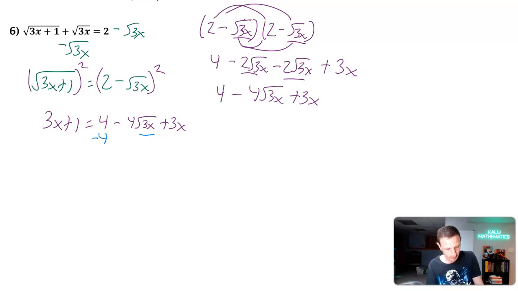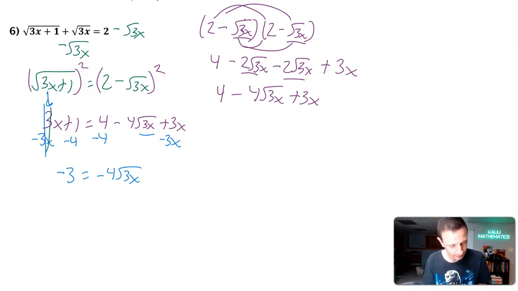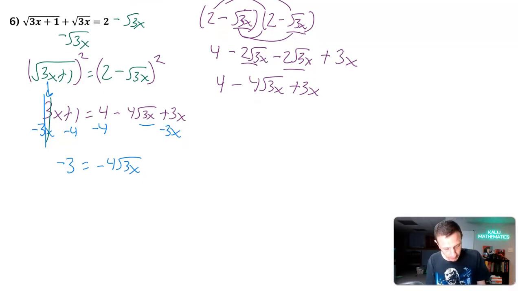subtract 4 and subtract 3x, which is nice. That's actually really nice that that happens, because look, 3x minus 3x is 0, and 1 minus 4 is negative 3, equals negative 4 square root of 3x. See that? 3x minus 3x is 0, so I've gotten rid of the 3x's. I had a little bit of a fear that we'd create a quadratic where we'd have to factor, but that actually works out nicely and doesn't happen. So now let's divide by negative 4.